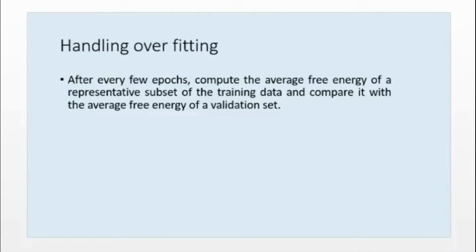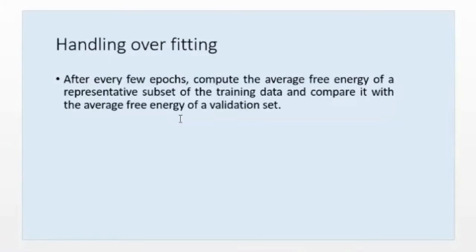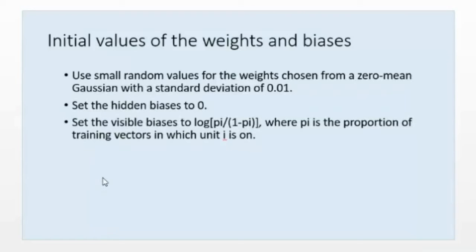Then we see how to detect overfitting. You compare the average free energy of the training data with that of the validation set. In the validation set also you do the free energy computation and calculate the average free energy. Then you compare these two. If the gap between these two averages is very low, then there might be a chance of overfitting.